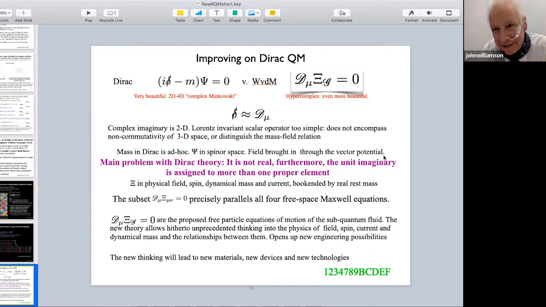Isn't it? So this is something where he should have gone back and had a better look at what he was doing at the basis of the theory. But okay, that's 90 years ago, and Dirac made a huge bit of progress, of course, when he did this.